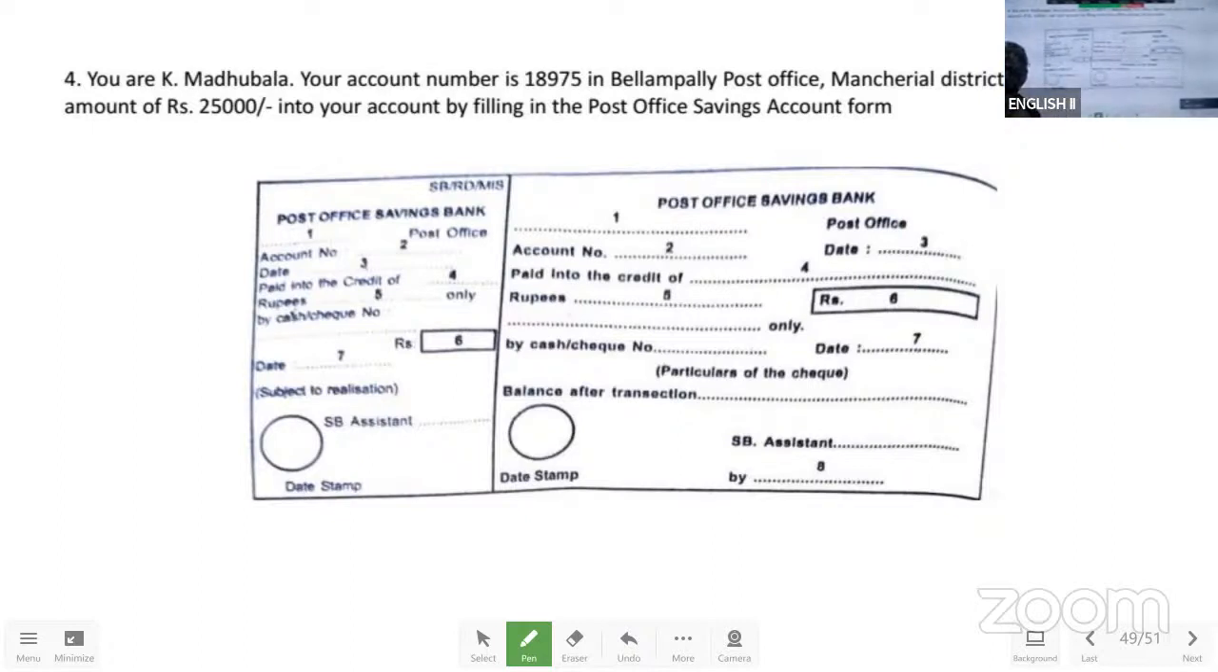You are K. Madhubala. Your account number is 18975 in Bellampalli Post Office, Mancherial District. Deposit an amount of 25,000 into your account by filling in the post office savings account form. Here there are only 8. That is why mostly bank forms come, because in post office you don't have 10 blanks. And here you cannot have any choice. So that is why usually they don't give, but there's no harm in writing.